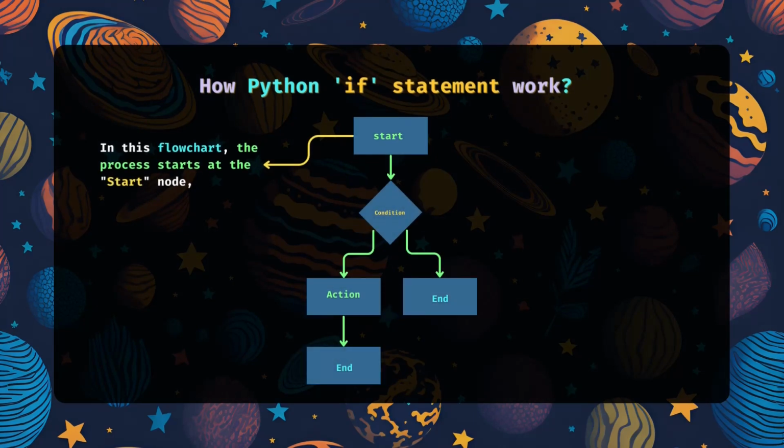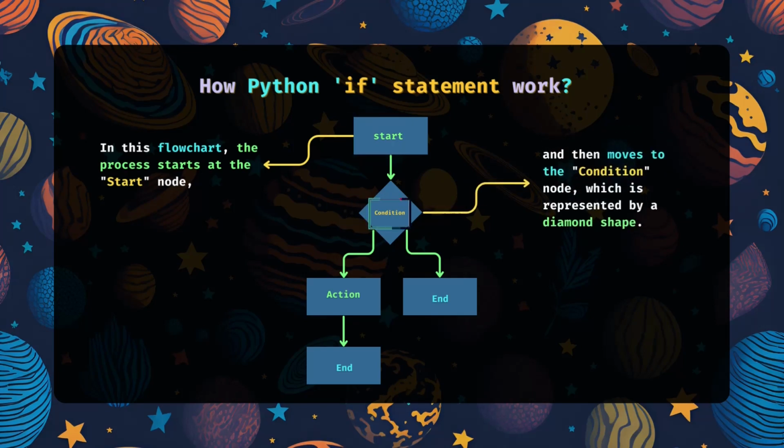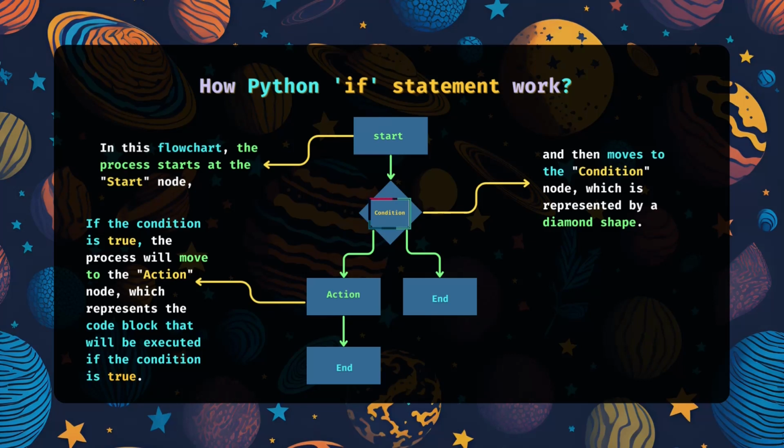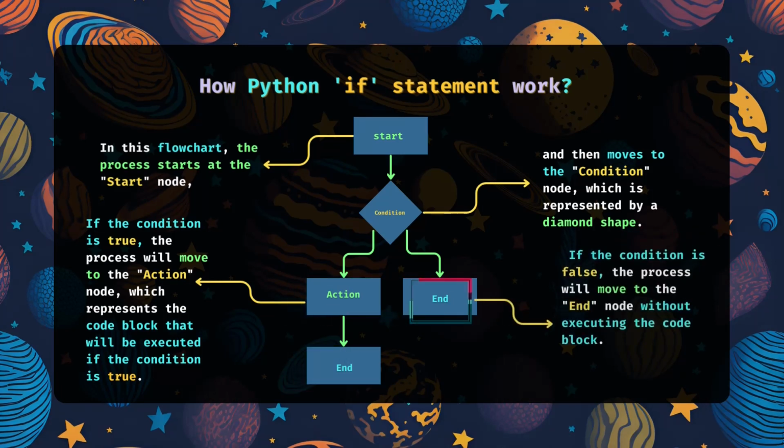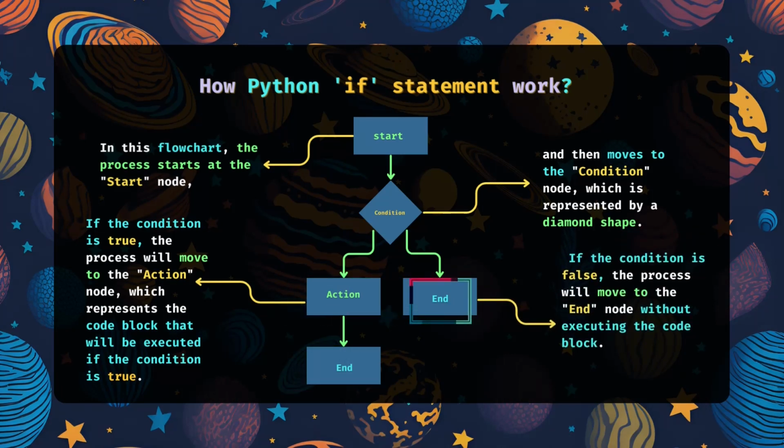In this flowchart, the process starts at the start node and then moves to the condition node, which is represented by a diamond shape. If the condition is true, the process will move to the action node, which represents the code block that will be executed if the condition is true. If the condition is false, the process will move to the end node without executing the code block.